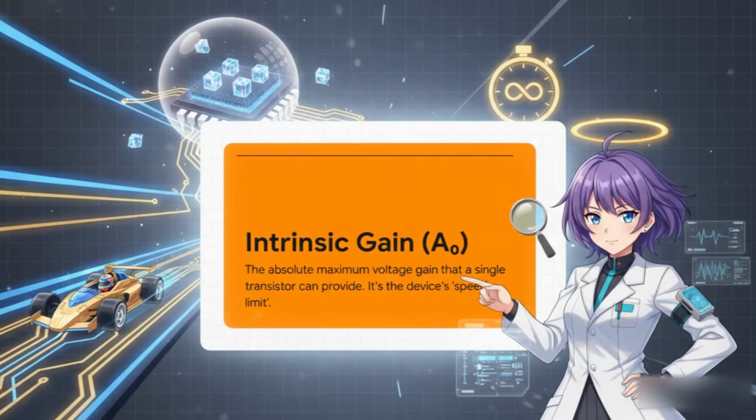Now, this brings us to a really fundamental concept, kind of like a law of physics for transistors. It's called intrinsic gain. The best way to think about it is like a speed limit. It's the absolute tippity-top maximum voltage gain that any single transistor is physically capable of giving you, even with a perfect active load. It's baked right into the physics of the device itself.